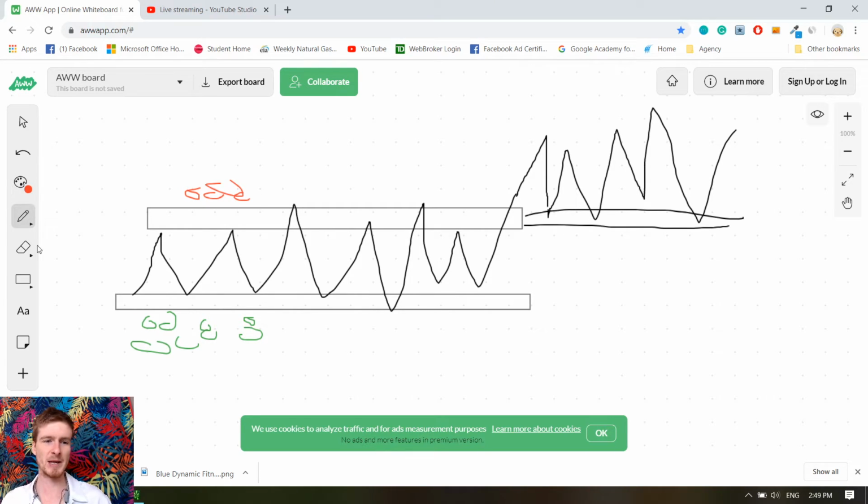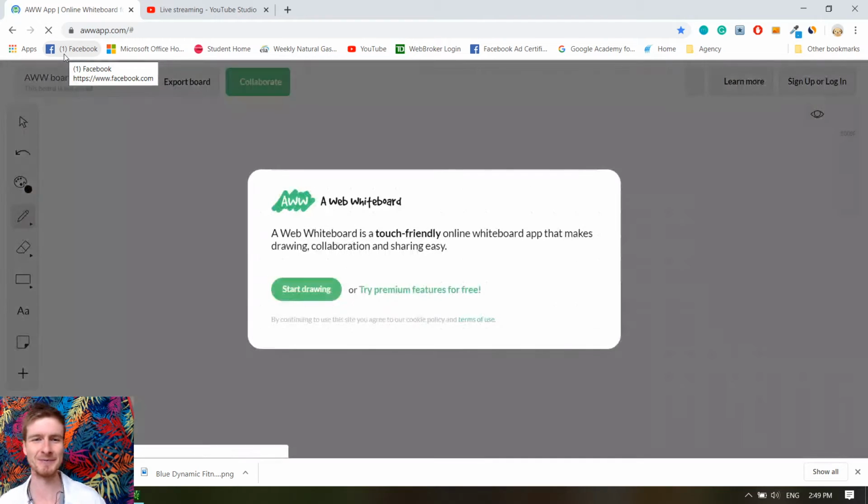So that's your basic kind of setup. That's your basic horizontal pattern with a breakout. Let's refresh and see if we can get a fresh page here.